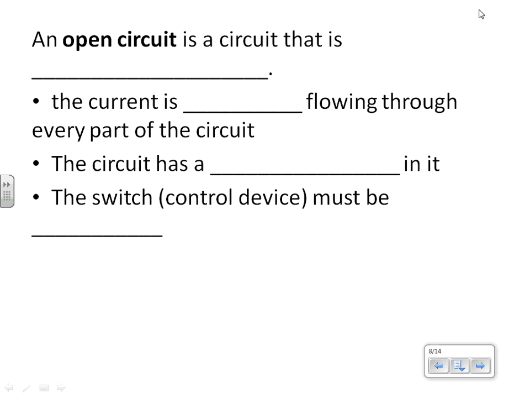An open circuit is a circuit that is not working or not operating. Therefore, the current is not flowing through every part of the circuit. And the circuit has some sort of a break in it. Okay? So this usually happens with the switch. So when the switch is open, it sort of breaks the circuit apart, and the current cannot flow through, and you have something that is not working or not on.